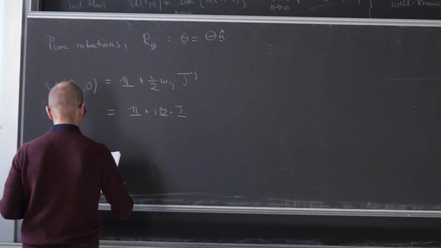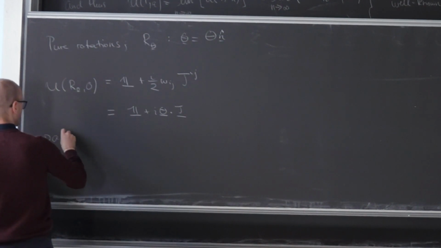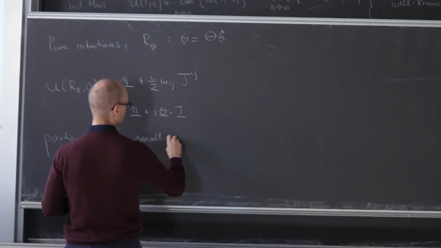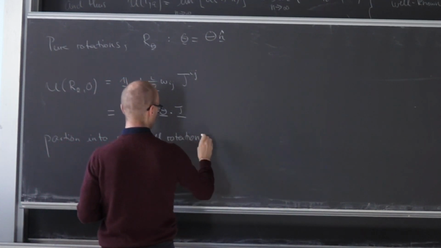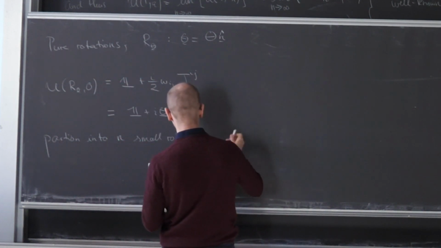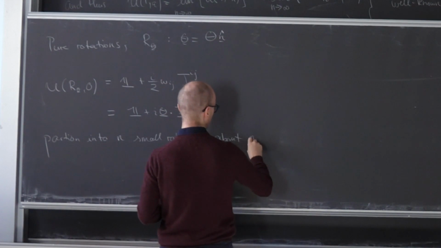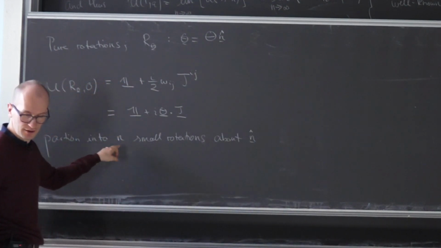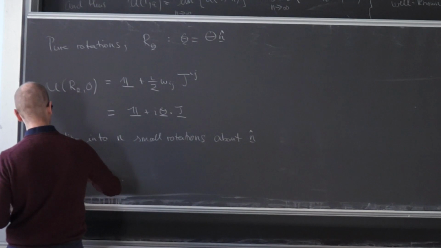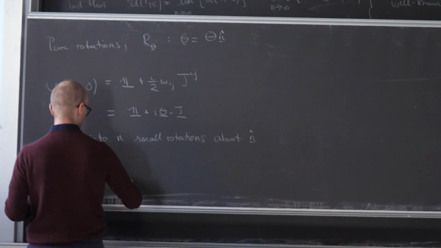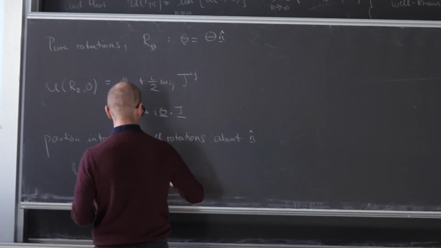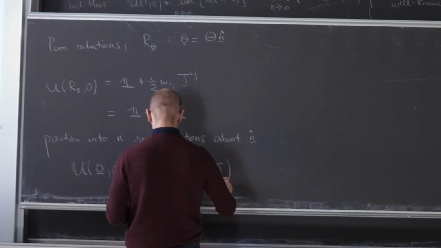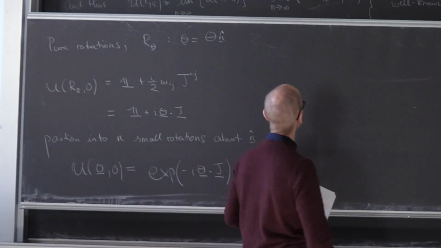But however you choose to do it, you can partition it into n small rotations about the axis. Sorry about the two entirely different usages of the letter n, but this is just the axis, and this is, you do it n times. And then we find that U of theta and 0 is equal to the exponential of minus i theta dot J. That's just a little afterthought.